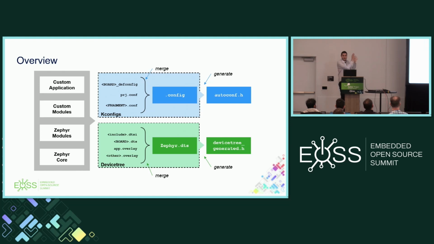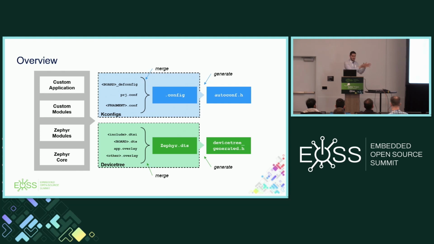So anyway, in this application, you need to configure it. And when you configure it, you have two options, the Kconfig or Devicetree. On the Kconfig side, the main files that Zephyr is going to use are the board defconfig, the project.conf, and the fragments. It's going to merge them all together in order to create the .config.